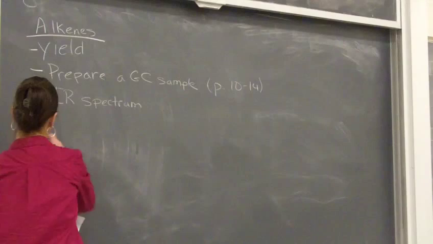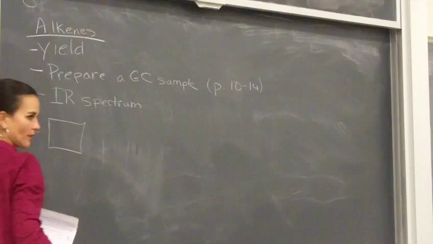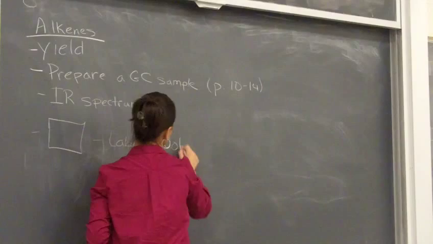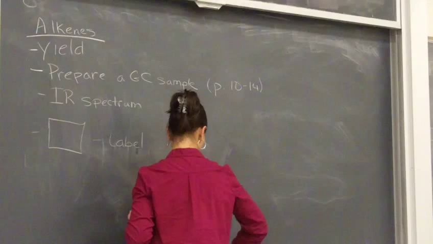With the GC samples, the vials have this white box on them. So we'll show you in lab the GC vials. In there, you want to label it with initials and notebook page.